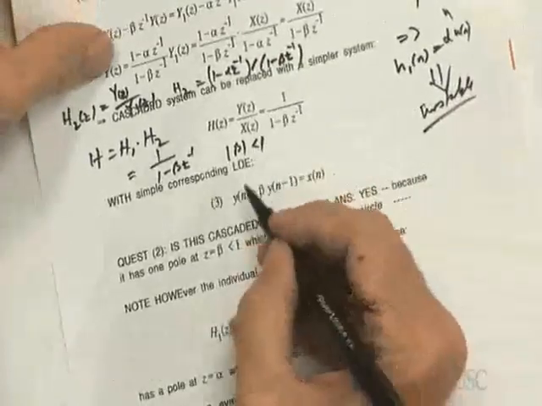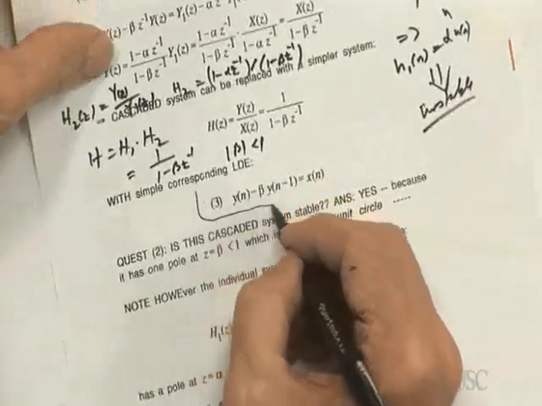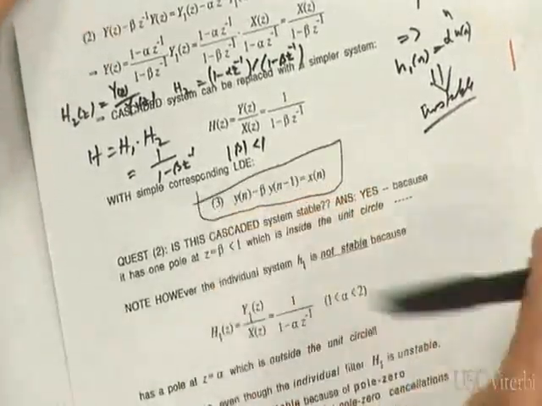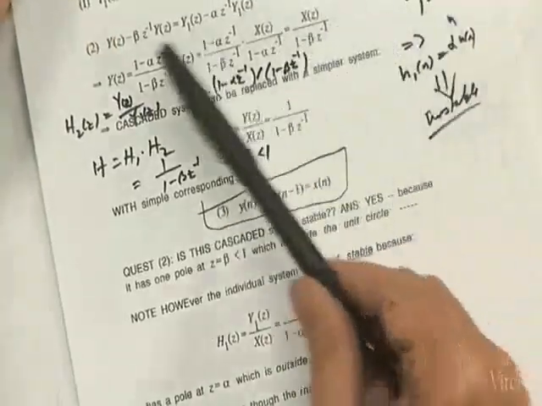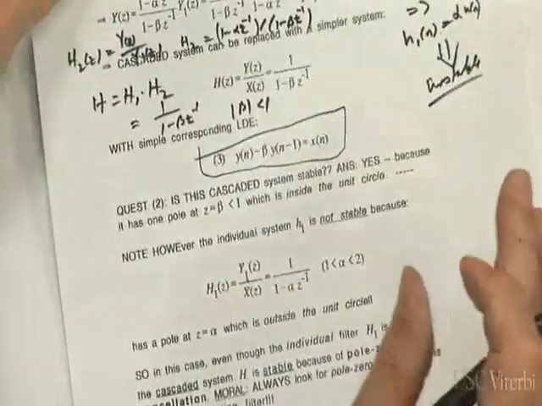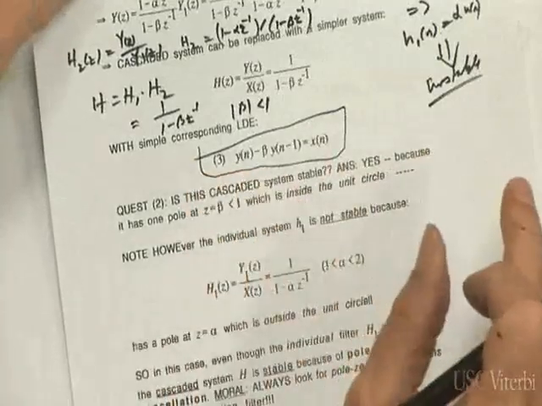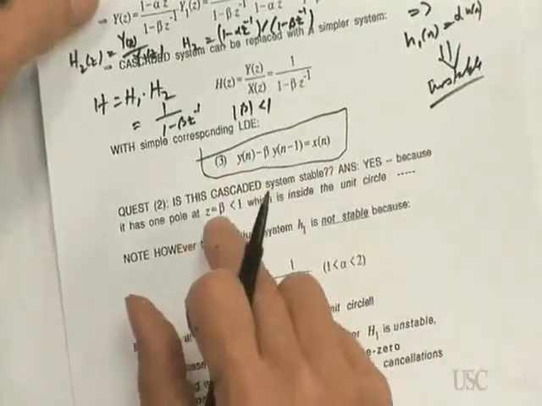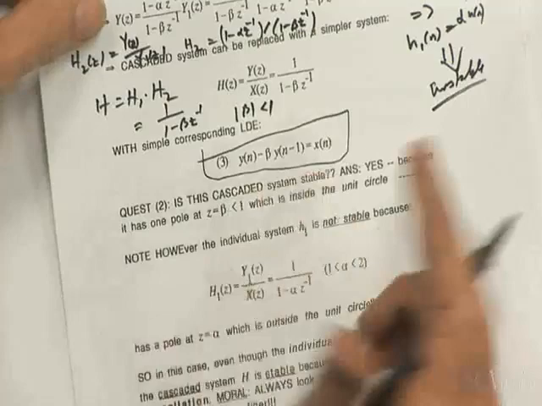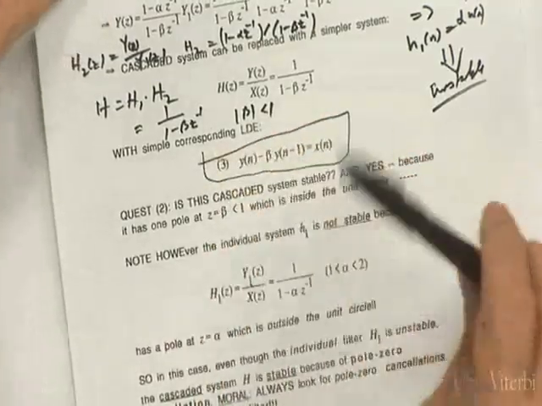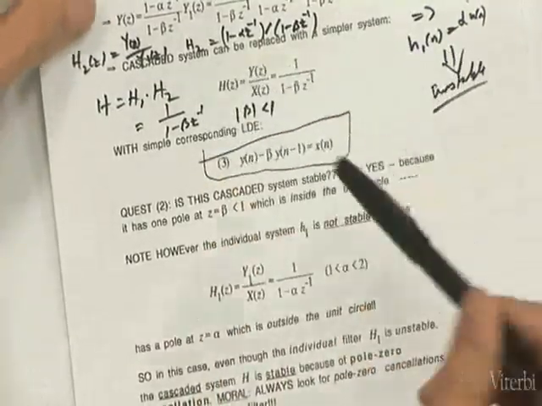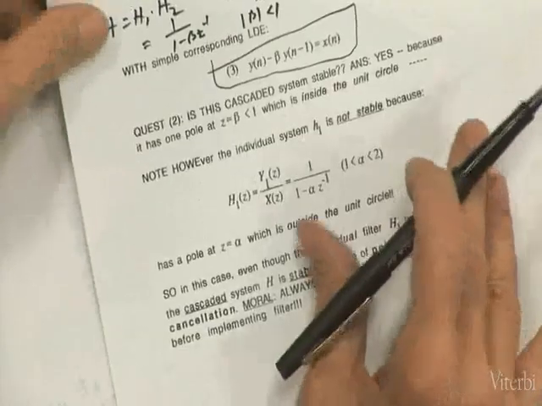So the second thing this illustrates is when you do this, and you find that h is 1 over, hey, guess what? Implement it like this. This is a much simpler difference equation because you got rid of that pole by this pole zero cancellation. So is this cascaded system stable? Yes, because it has one pole. So this is the overall system, and yes, it is stable because its pole is at beta and it's inside the unit circle.